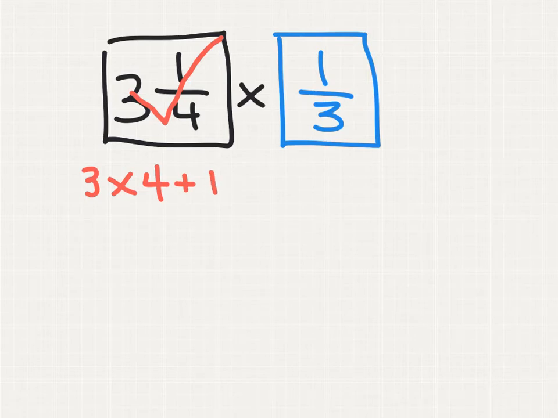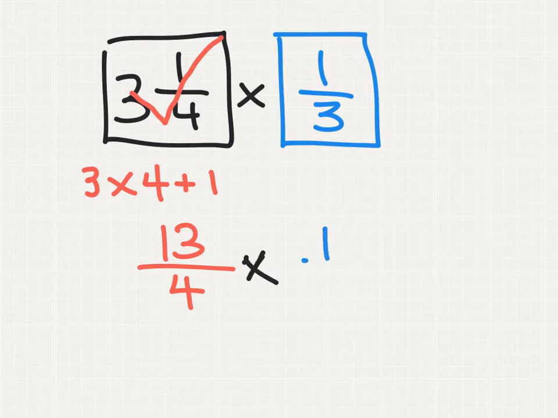3, the whole number, times the denominator of 4 gives me 12. Plus the 1, the numerator, gives me 13. 13 is my new numerator, and I put that over my original denominator. 3 and 1/4 as a mixed number is equivalent, or the same, as 13 over 4.